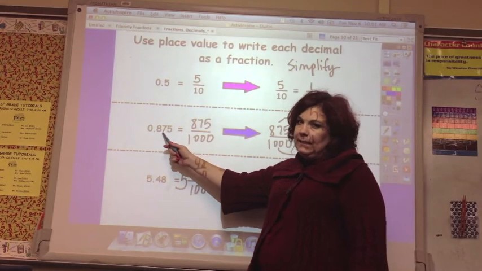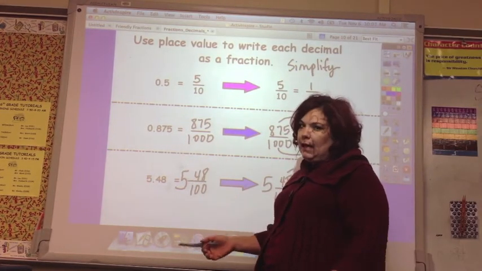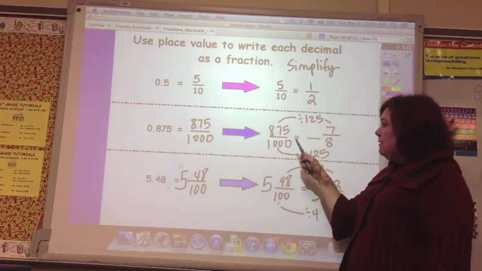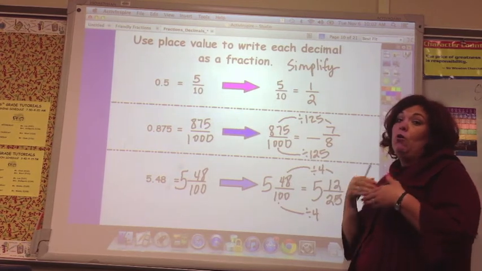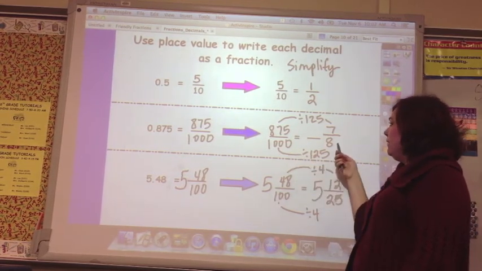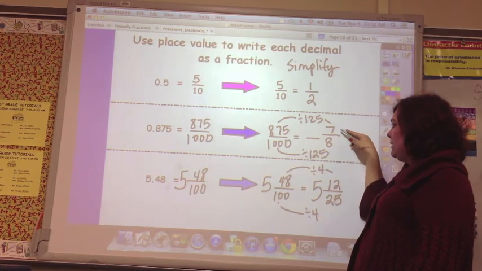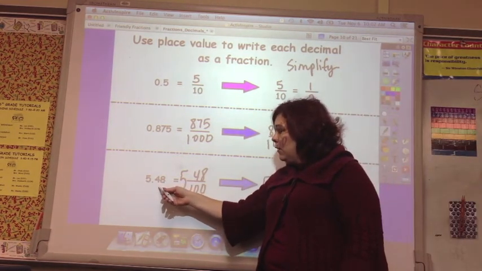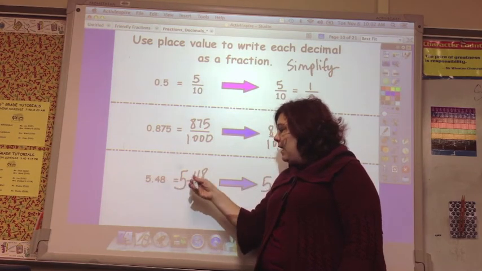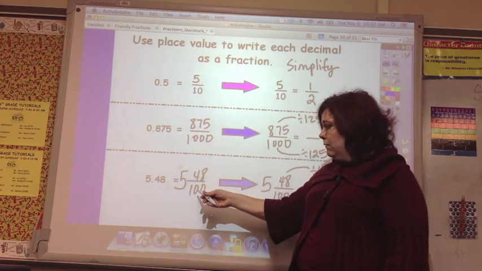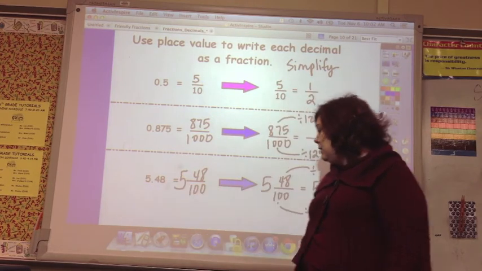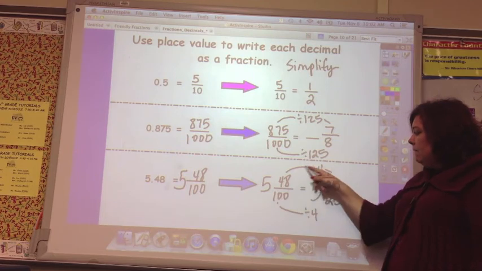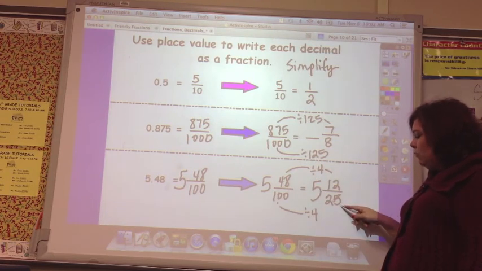Okay, so 875 thousandths, this is one of those that you're just going to have to remember. 875 thousandths, that's fine. Thousandths divides by what? 125. So divide by 125, divide by 125, you get 7/8. And then this has a whole number. So all of a sudden it's 5 and 48 hundredths. That decimal point means and. So I've got 5 and 48 hundredths, and that divides by 4, I get 12/25.